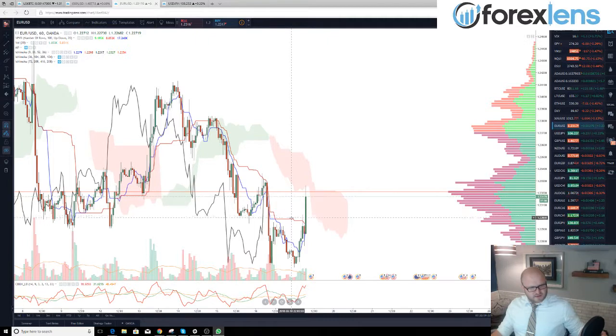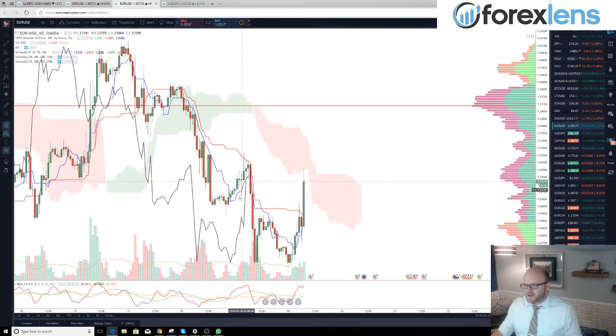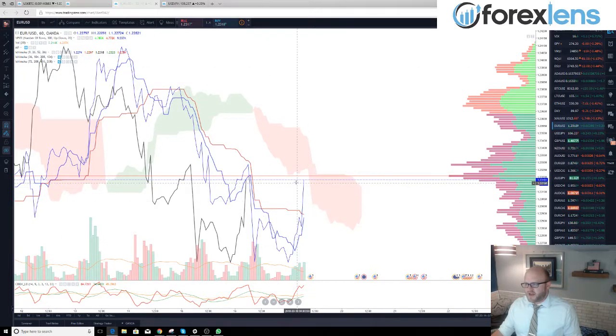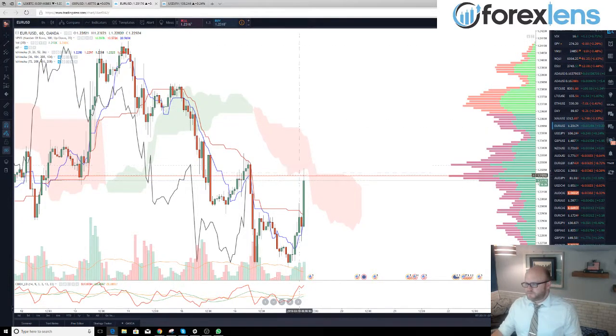Then our next line is this black one here, and that's called the lagging span. The lagging span is just the price action moved back 52 periods. If we change price action to a line, you can see that the blue price line is the same as the black line here. It's just moved back.